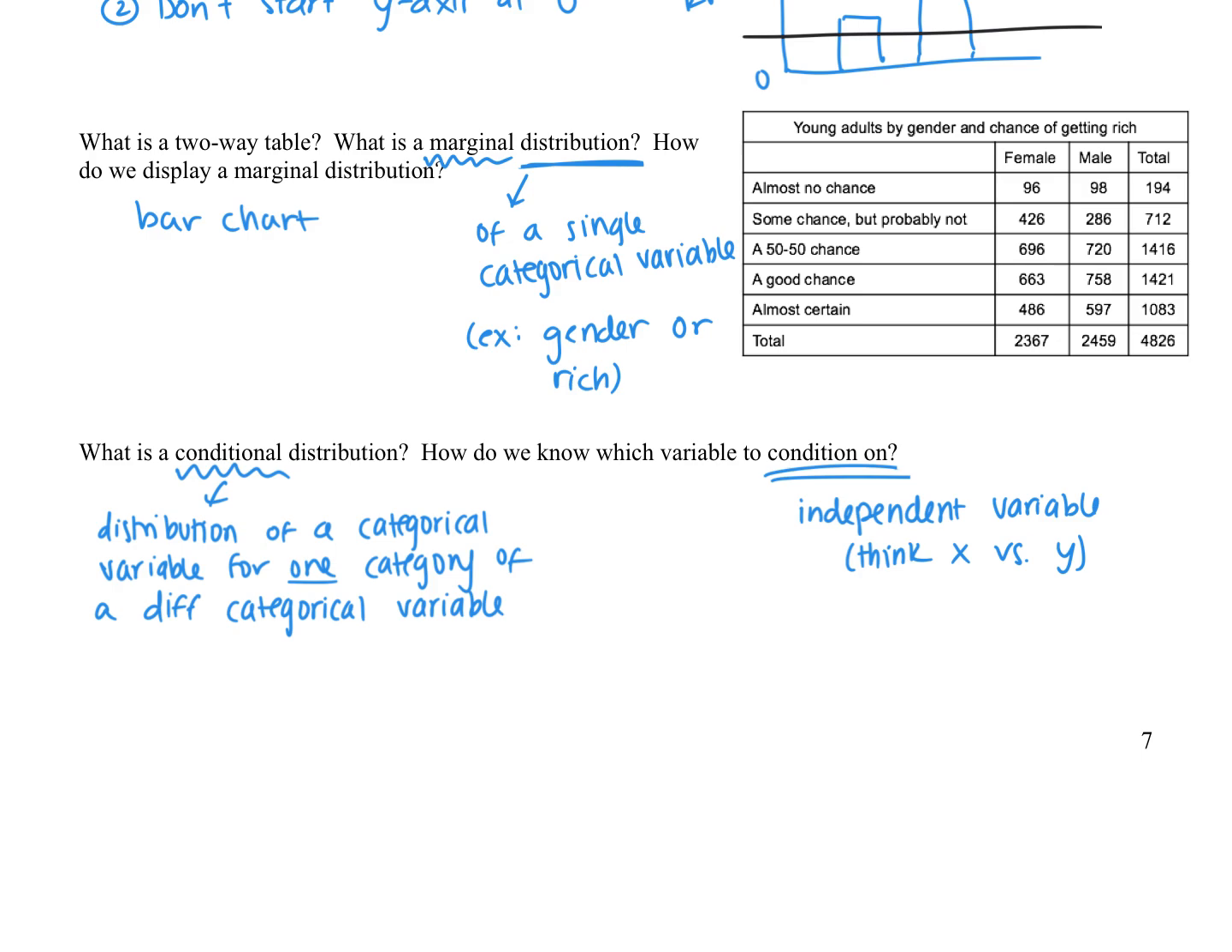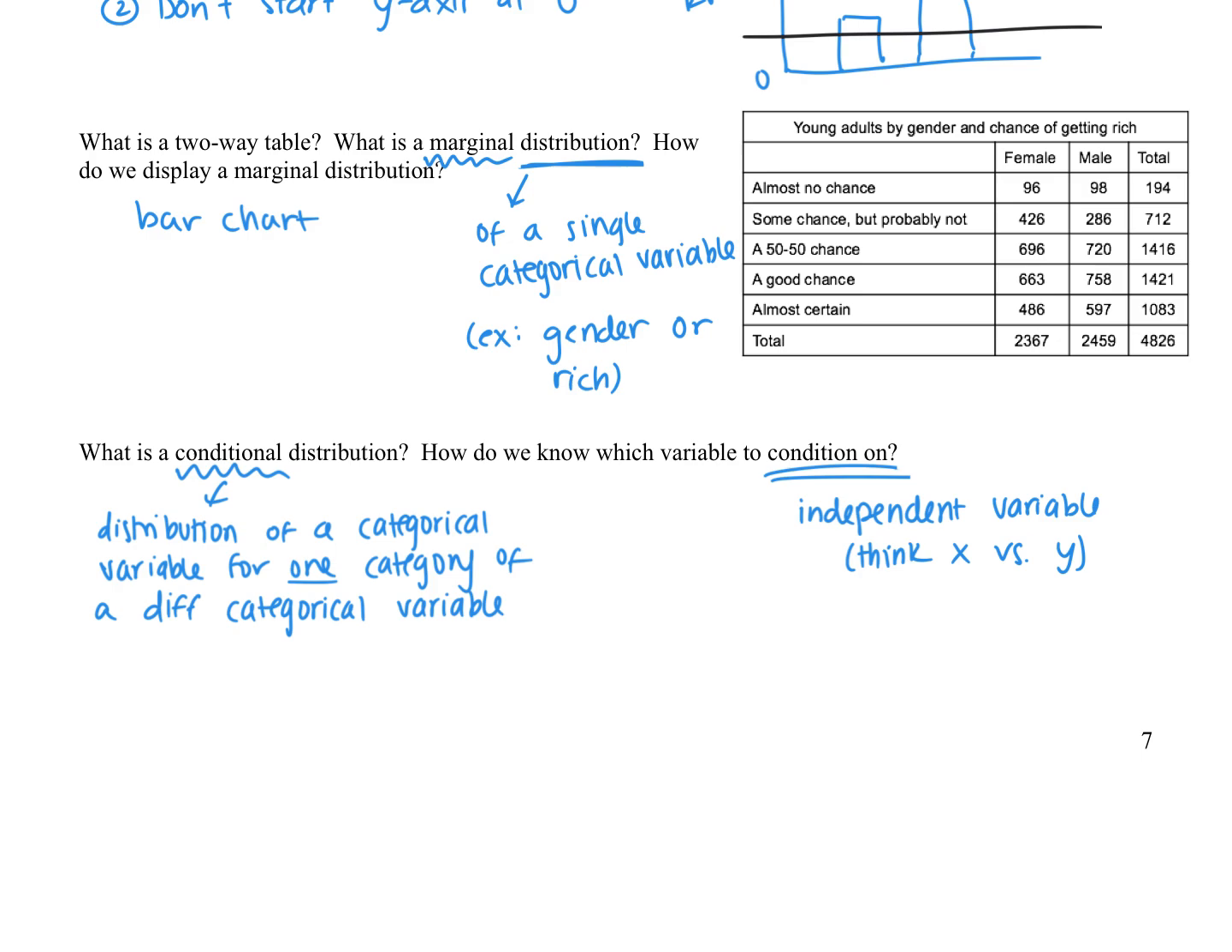So we have two different conditional distributions. I could look at the female responses compared to the male, or I could look at each of these responses separately. Female versus male, female versus male, female versus male. Either one of those would work. I think it makes the most sense to have the male distribution and then the female distribution. That is the last thing that we will do before we take our break.